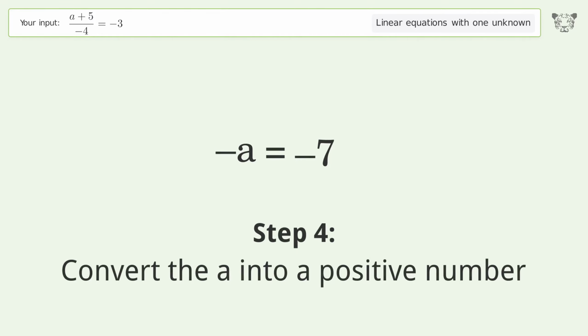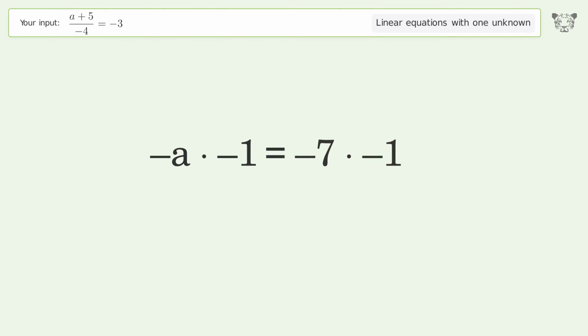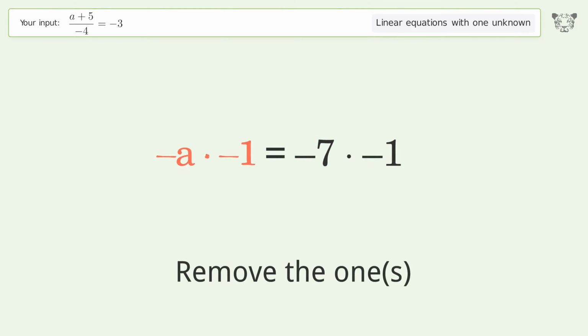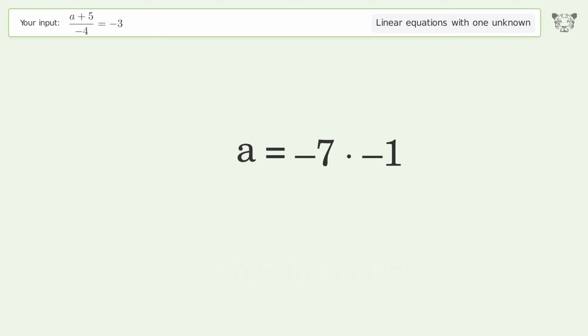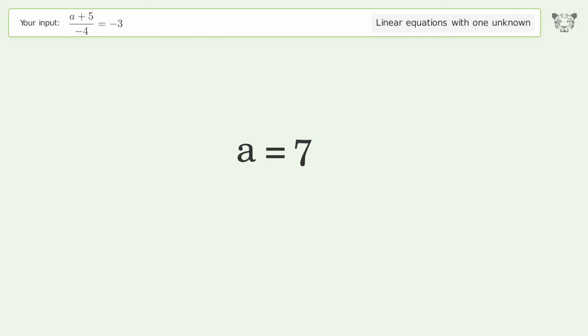Convert the a into a positive number. Multiply both sides by -1. Remove the ones. Simplify the arithmetic. And so the final result is a equals 7.